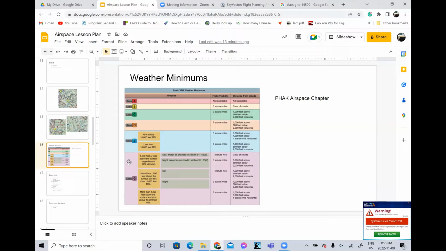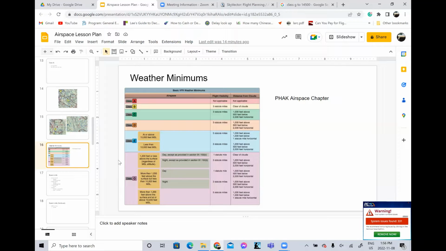So class Golf, this is where it gets interesting, and a lot of people struggle with this one. So we're going to have to break class Golf up into 3 sections. The first one is if you're simply 1,200 feet or less above the surface. Next one is you are more than 1,200 feet above the surface, but you're less than 10,000 feet MSL. But if you're above 10,000 feet MSL, that's another section.